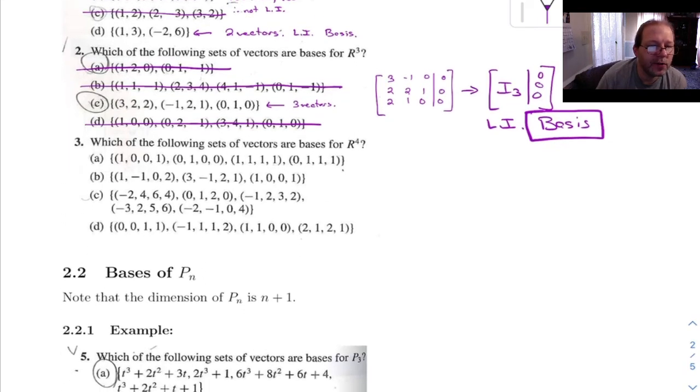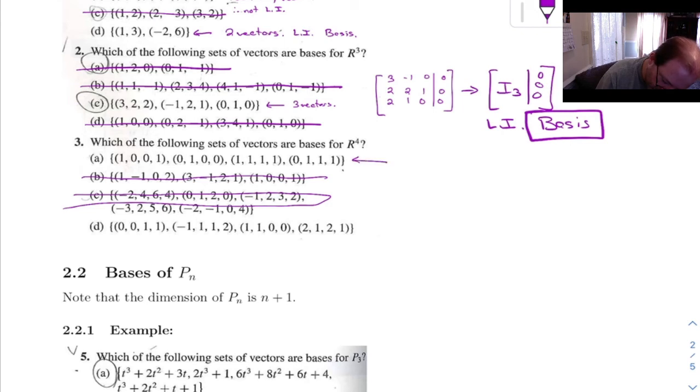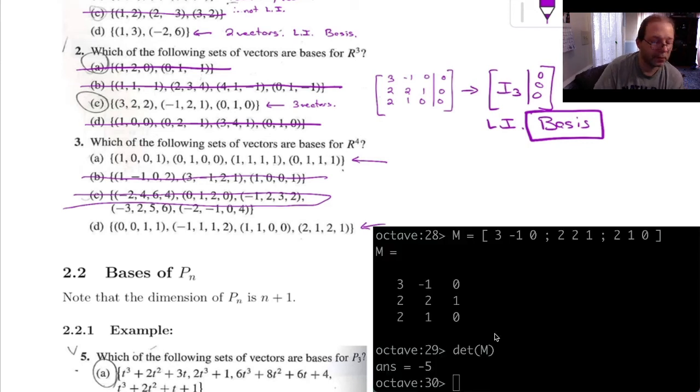Now let's look at 3. Which of the following sets of vectors are bases for R4? So we can throw out anything that has fewer or greater than 4 vectors. Let's see, this first set has 4. Second set has 3, so that can't span R4. This has 5, so those can't be linearly independent. So we've got two of these that we would have to check. So let's do that.